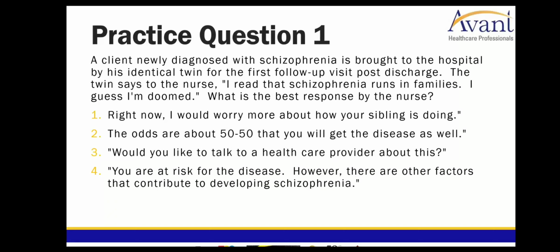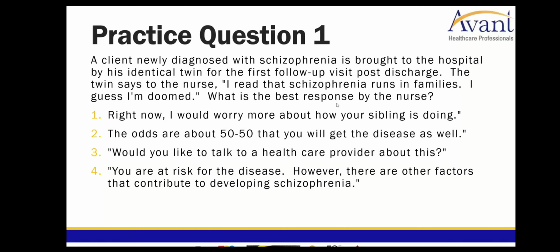Let's take a look at practice question number 1, okay? So a client newly diagnosed with schizophrenia is brought to the hospital by his identical twin for the first follow-up visit post-discharge. The twin says to the nurse, "I read that schizophrenia runs in families. I guess I'm doomed." What is the best response by the nurse?